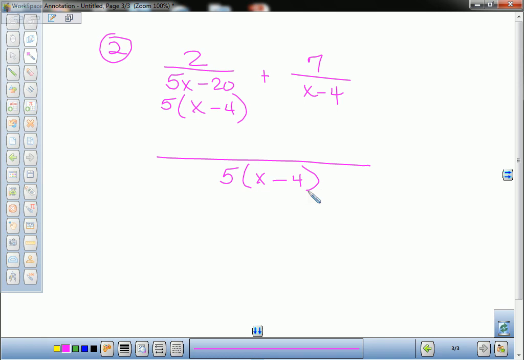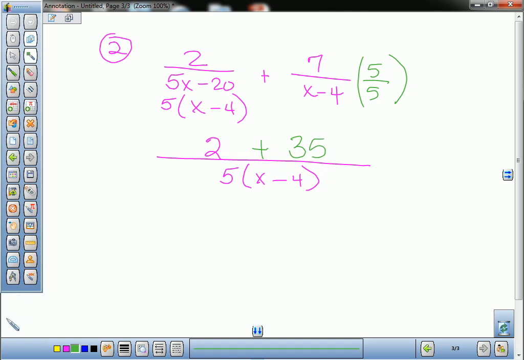Okay, so does the first numerator need to be multiplied times anything? No. Stays the same. Does the second numerator need to be multiplied by anything? Yes. What does it need to be multiplied by? 5. So this becomes 35. And so it finally simplifies to 37 over 5 times x minus 4.